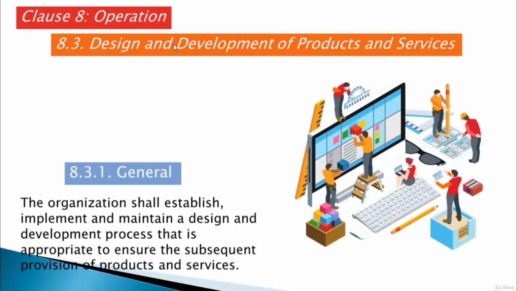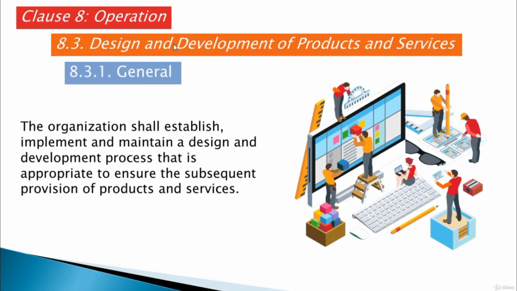Now, generally, the organization is required to establish, implement, and maintain, so introduce, a development and design process that is appropriate to ensure the subsequent provision of products and services. Now, as I said, the organization might be able to justify the exclusion of certain parts. So the organization needs to understand the applicability of certain parts or subclauses, whether they're applicable or not.